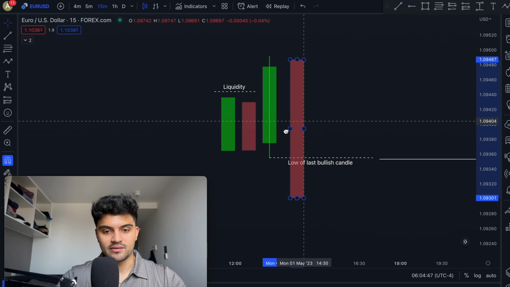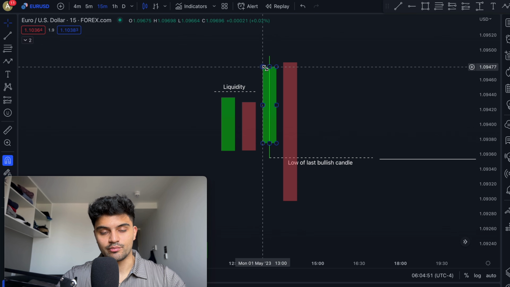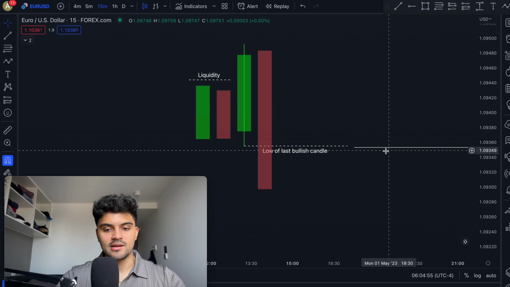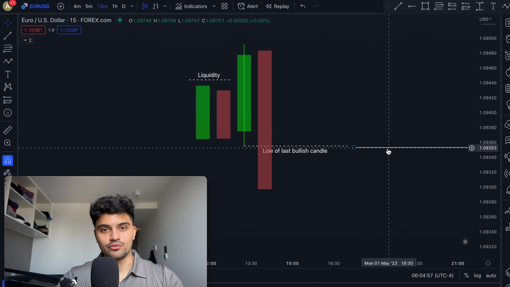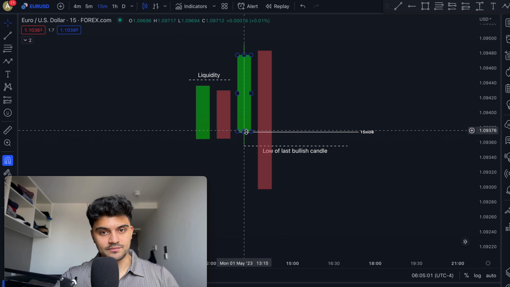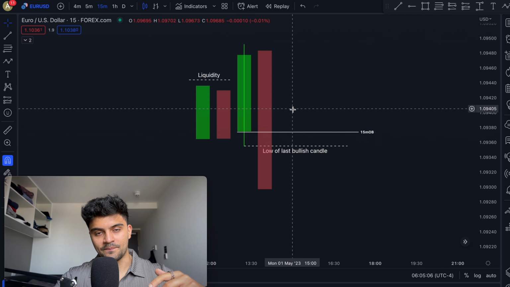Next candle, if it's bearish like this, and the moment it takes out the last bullish candle after the liquidity sweep, that is when the order block forms. But where do we draw the order block from, you may ask? We draw it from the open of the bullish candle. In the other way around, which I'll show you after, it's the close. So in this one, it's the open.